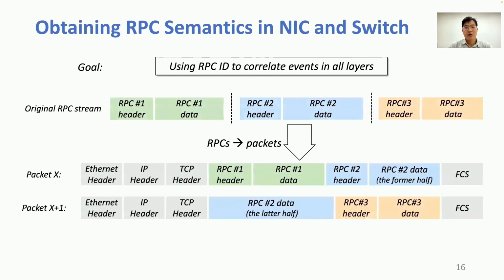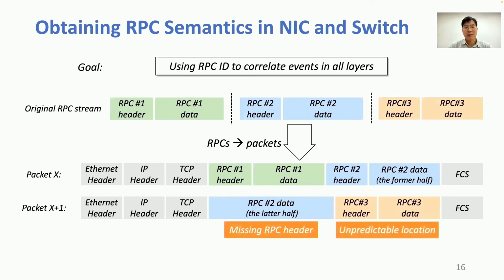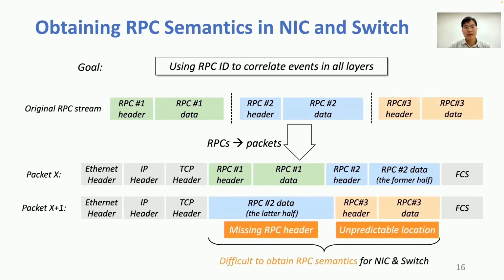Then the RPC stream is encapsulated in packets for network transmission, and RPC IDs are hidden in packet payload. Then one packet may carry partial RPC data without ID, and the location of the subsequent RPC becomes unpredictable. These two situations make it difficult for NIC and switch to obtain RPC IDs from packet.